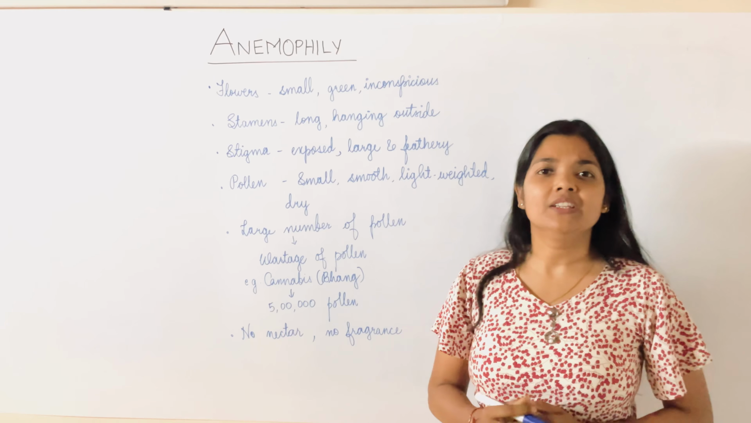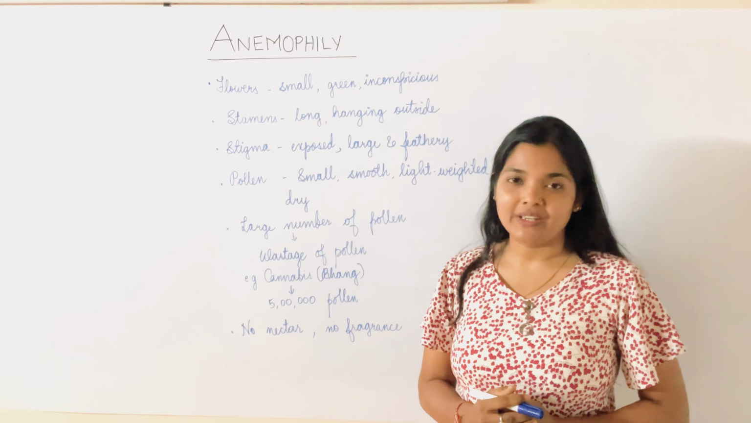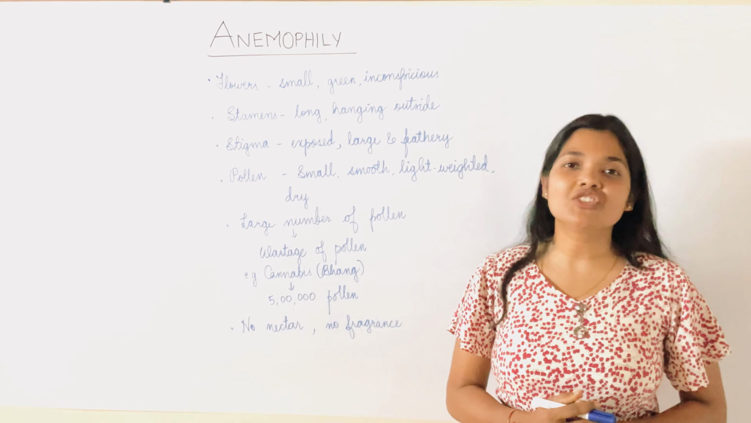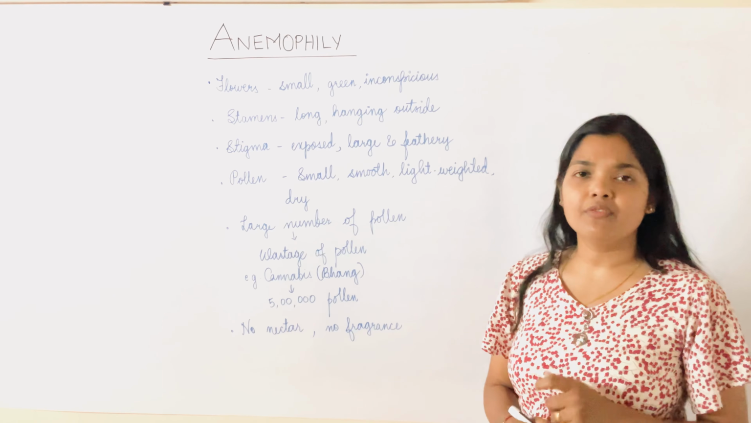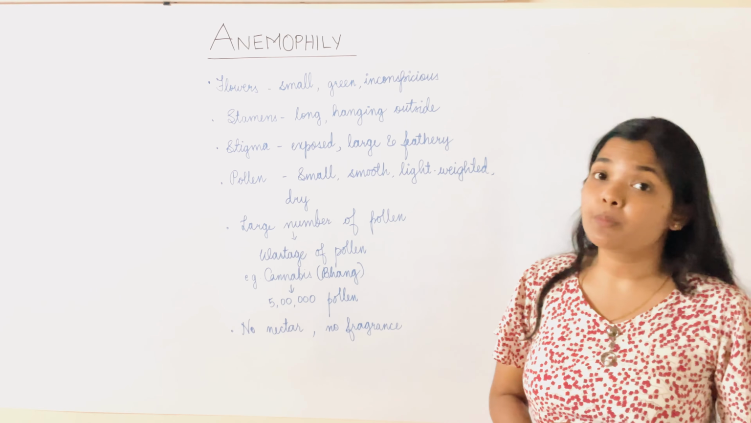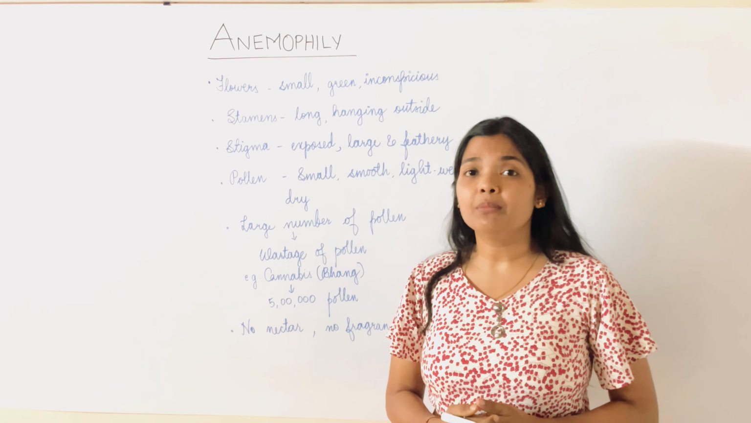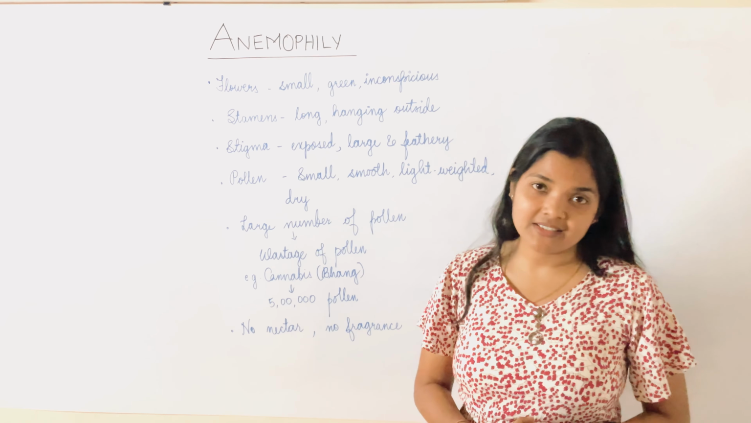Today, we will see the detailed view of anemophily. Anemophily means the pollination carried out by wind. Now, in these flowers, we'll observe the size of the flower is very small. They are not bright colored, they are green. They are green because they do not need to attract the insects.